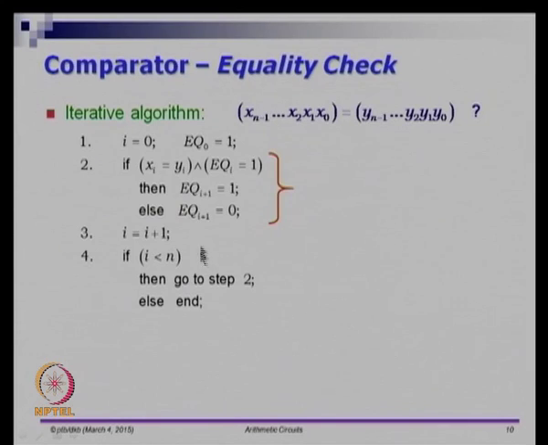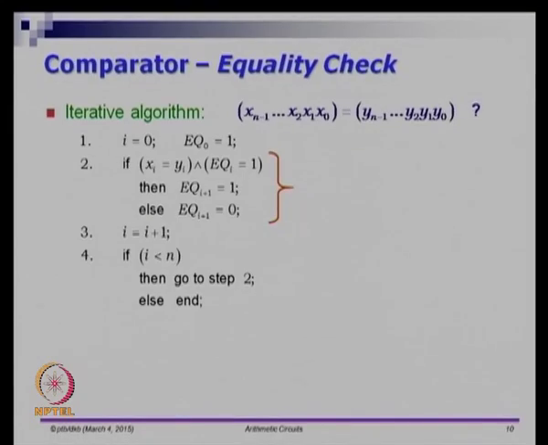We will see how to design hardware for this later. If xi equals yi and if eqi is equal to 1, which means everything to the right side seems to be the same and xi and yi are also matching together. So you are looking at a location i, xi and yi are the same and everything to the right of that were also the same.